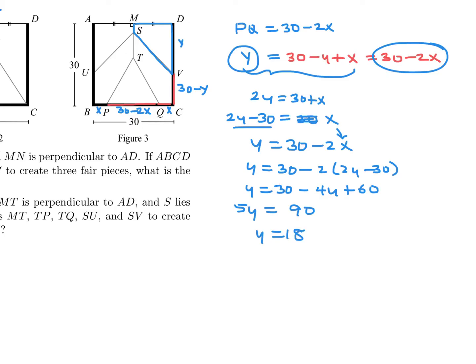So if y is 18, we've got to figure out x. That would mean 36 is equal to 30 plus x. So therefore x is 6. And then finally we can figure out PQ. It'll be 30 minus 2x, so 30 minus 12, and that's 18. So 18 is the value for PQ.